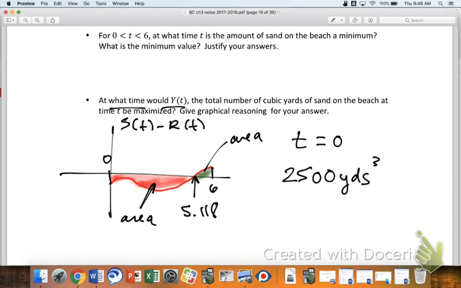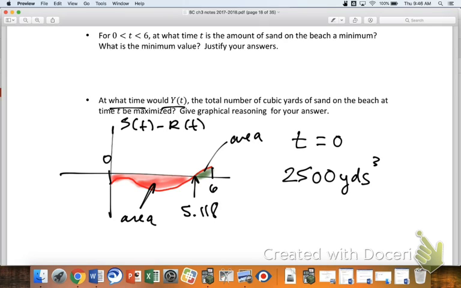Colin? What Nick said. The area below, which represents a decrease in the amount of sand, is bigger than the area above, which indicates an increase in the amount of sand. Therefore, out there at 6, it's actually less than the amount we had at 0.